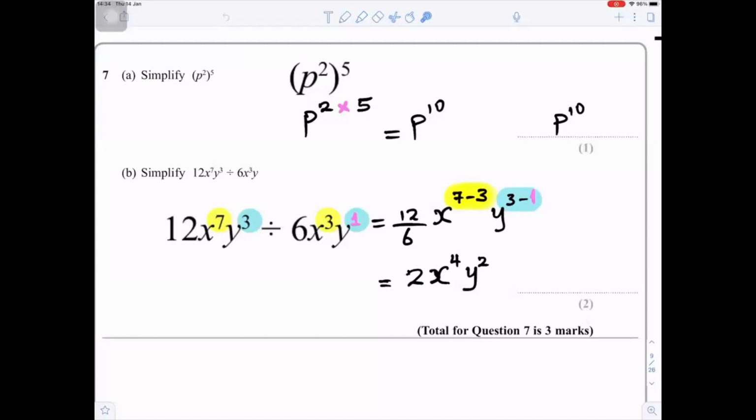Question number 7. Simplify p squared to the power 5. You multiply the powers, 2 times 5. 2 times 5 is 10, so it's p to the power 10.